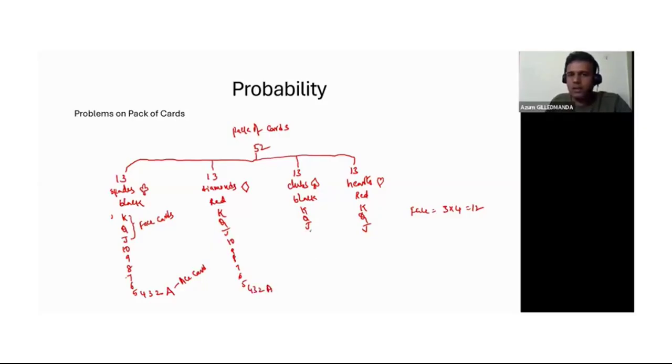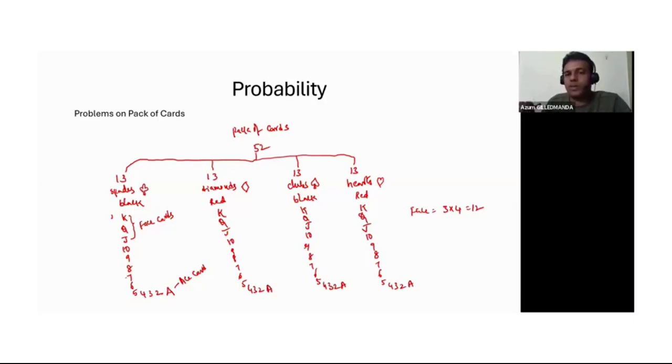Similarly, you have in every set 10, 9, 8, 7, 6, 5, 4, 3, 2, and then ace. So if they ask for the face cards, each set has 3 face cards, K, Q, J. Total, you will have 12 in a pack of 52 cards. So the probability of getting a face card in the entire set is 12 by 52.